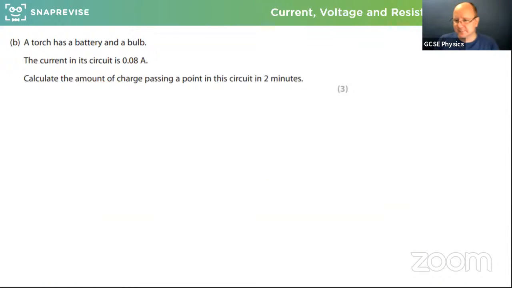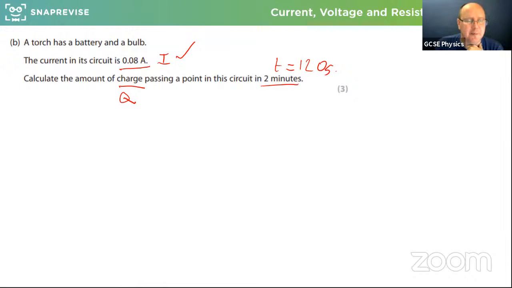Let's have a look at another example. A torch has a battery and a bulb. The current in the circuit is 0.08 of an amp. Calculate the amount of charge passing through that circuit in 2 minutes. So we've got a current. We want to find charge, we want to find Q. We know I, and we know the time, and it's 2 minutes. So like we did before, we need to turn that into seconds. So that's going to be 120 seconds there.